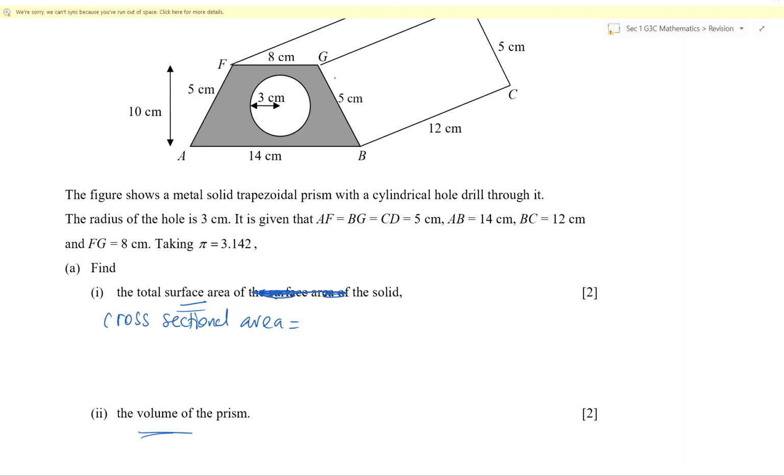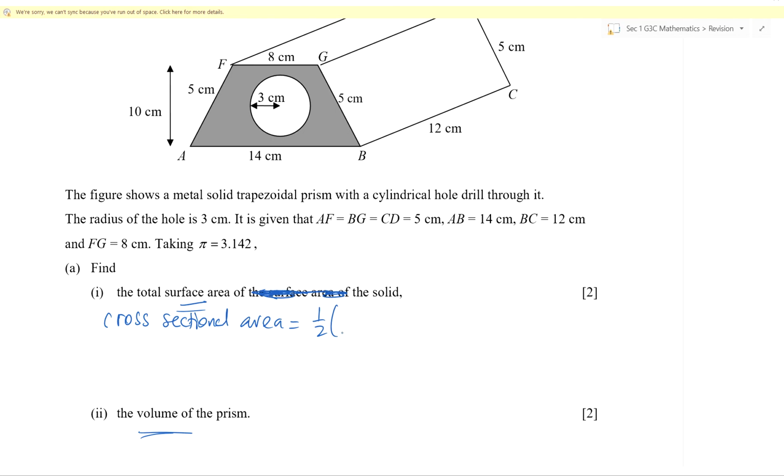Which areas do we require for the cross-sectional area? Trapezium. Okay, what else? Circle. Daniel, what should we do with the area of the circle and the area of the trapezium? Which one minus which one? Okay, good. So area of the trapezium, half times Zheng Jie, half times what?